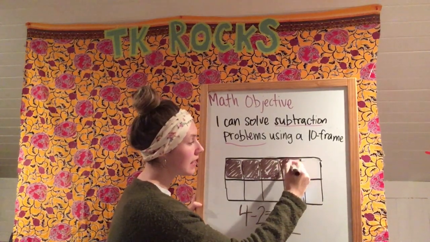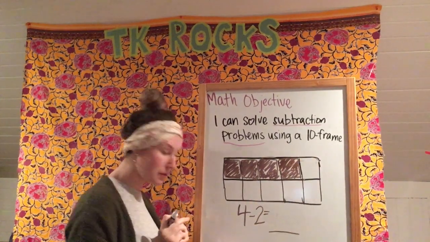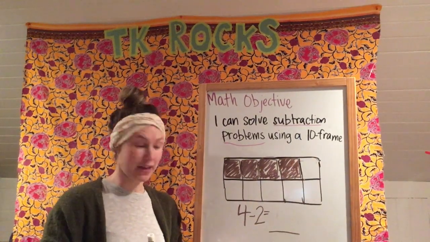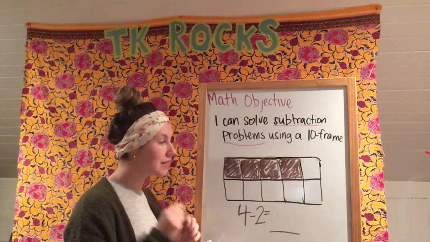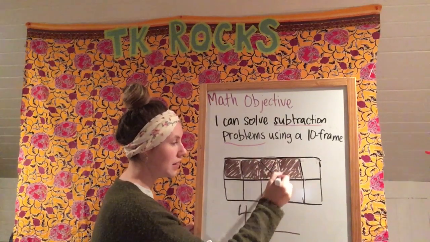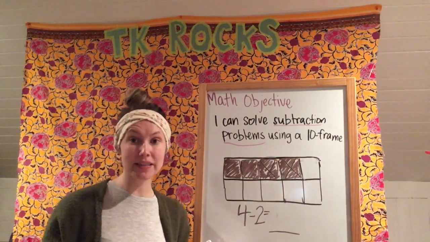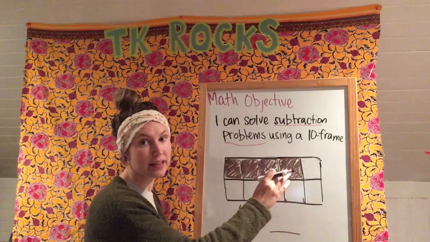Now, I'm going to be taking away 2 of these 10 frames. So just like we did when we were drawing pictures to show our number sentences, I'm going to cross out 2. I'm going to cross out 1, 2. Now, I could have crossed out any of my 10 frames. I decided to cross out my last 2.